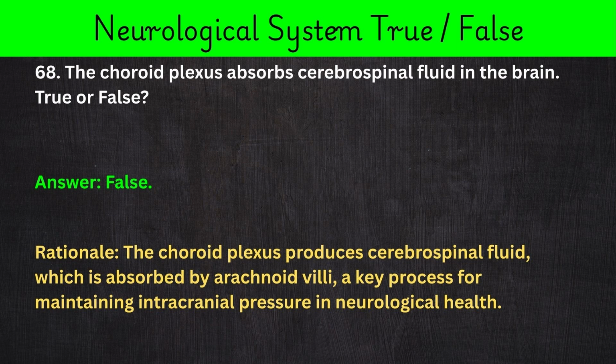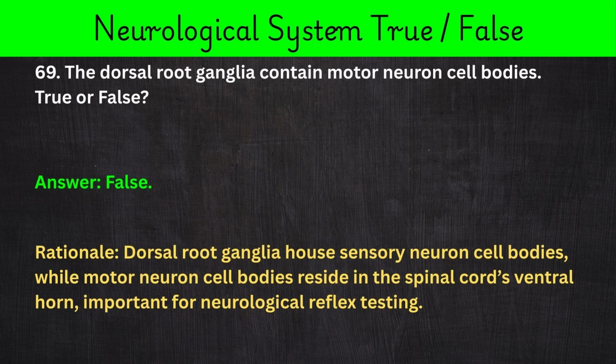68. The choroid plexus absorbs cerebrospinal fluid in the brain. True or false? Answer: false. Rationale: the choroid plexus produces cerebrospinal fluid, which is absorbed by arachnoid villi, a key process for maintaining intracranial pressure in neurological health.